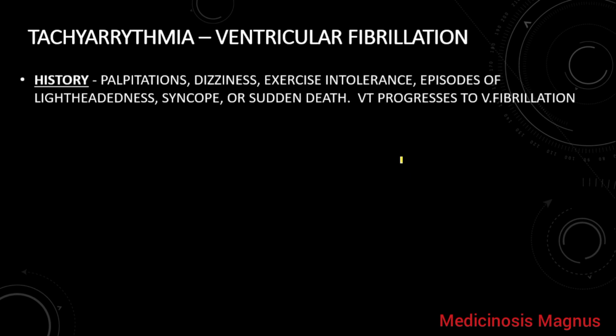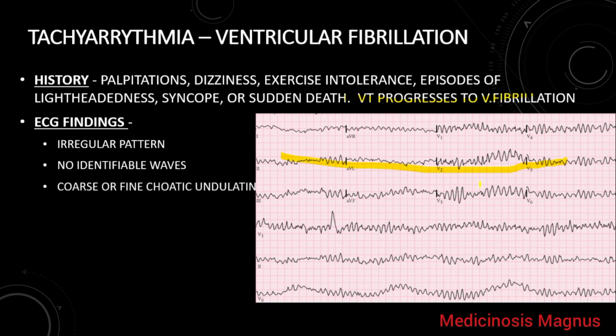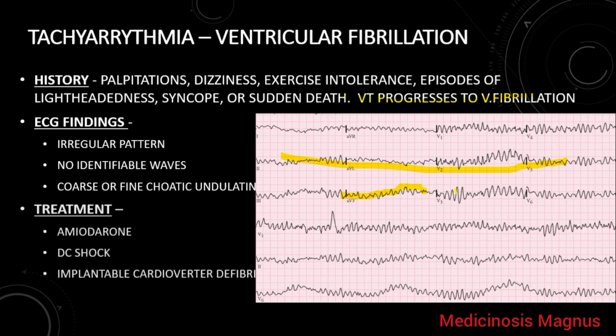And then let's see about ventricular fibrillation. With the same symptoms, the patients of VT can progress to ventricular fibrillation. The ECG findings here are again an irregular pattern. There are no identifiable waves, and it is called coarse or fine chaotic undulations. These undulations are very coarse. The treatment here is amiodarone, DC shocks, and ICDs.